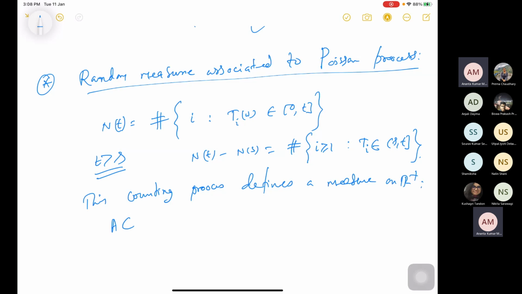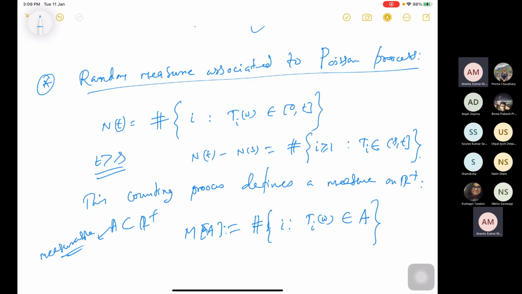So if you look at any measurable set A, how can I define my M of A, or M of omega A? I can think of it, because it is a random measure, depending on my Ti, which is random. So M of omega A is nothing but the number of i such that my Ti of omega is in my set A. So for any Borel measurable set A subset of R, M of omega A counts the number of i such that Ti of omega is in A.